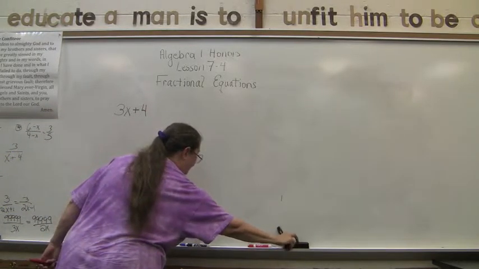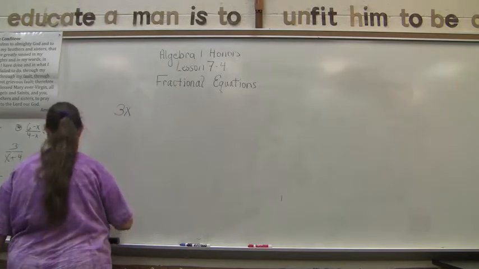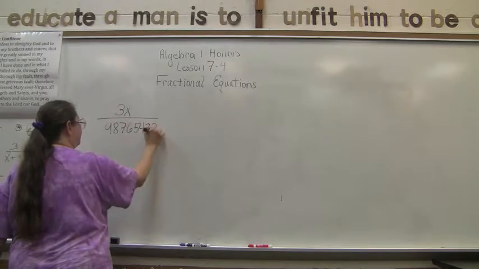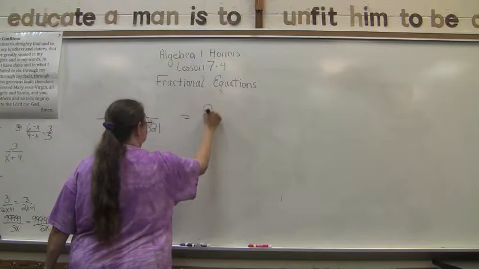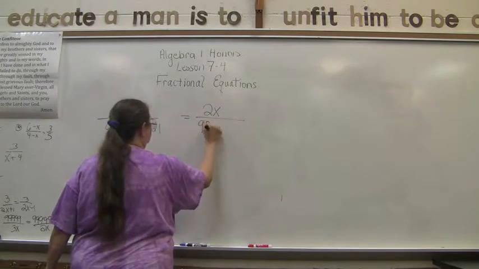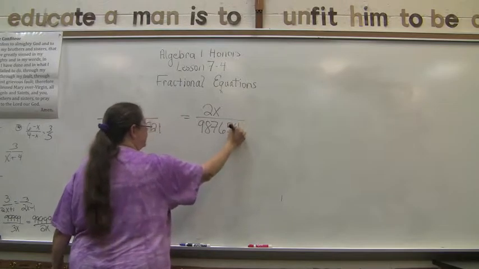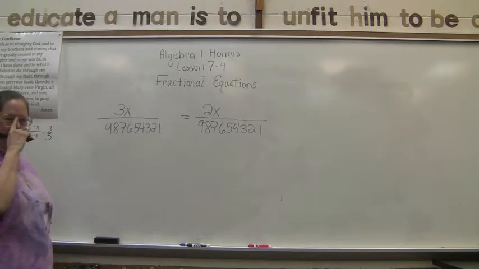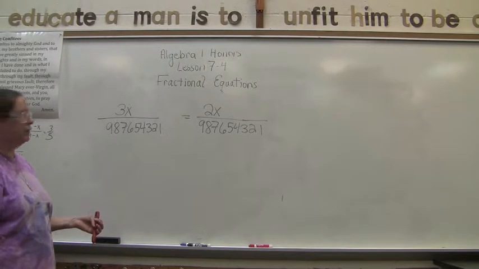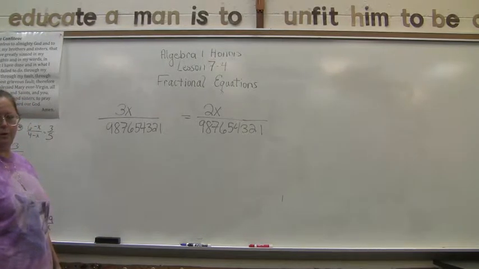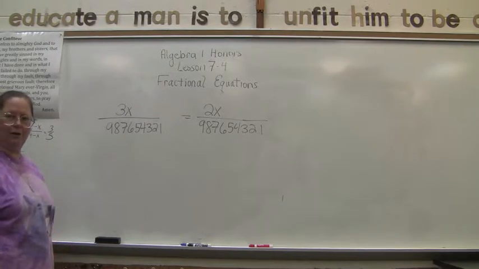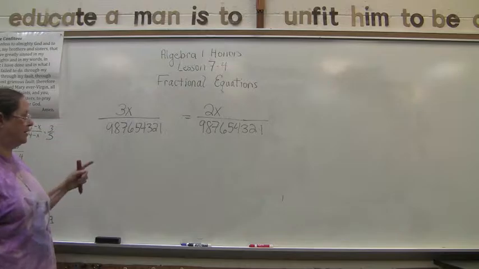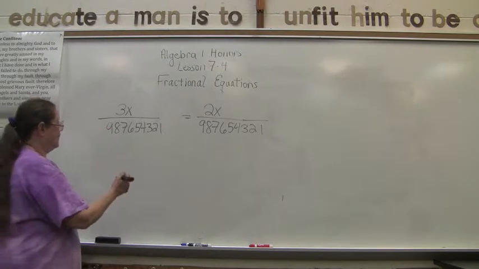Let's see. Let me do this one. Icky looking problem, right? And our least common denominator is 987654321. So if we were just mechanically grinding our way along, we'd multiply both sides by 987654321. And that's okay, that'll end up, when we cancel, that 3x equals 2x.